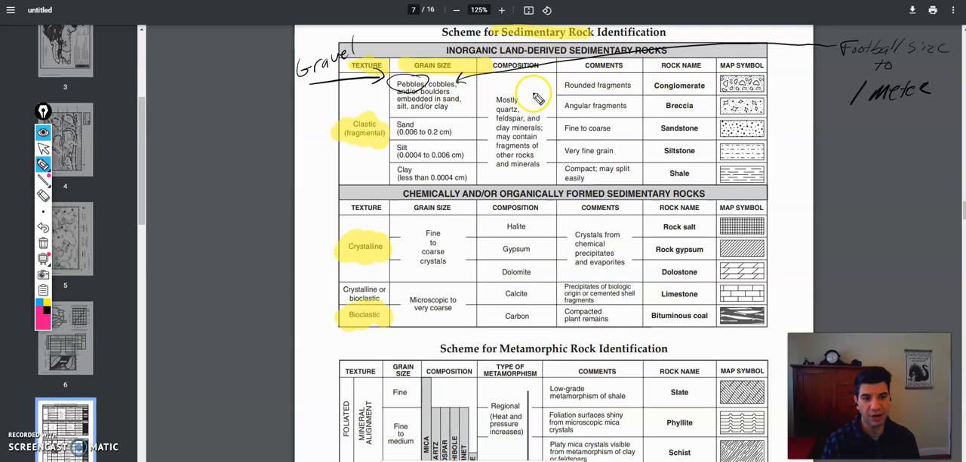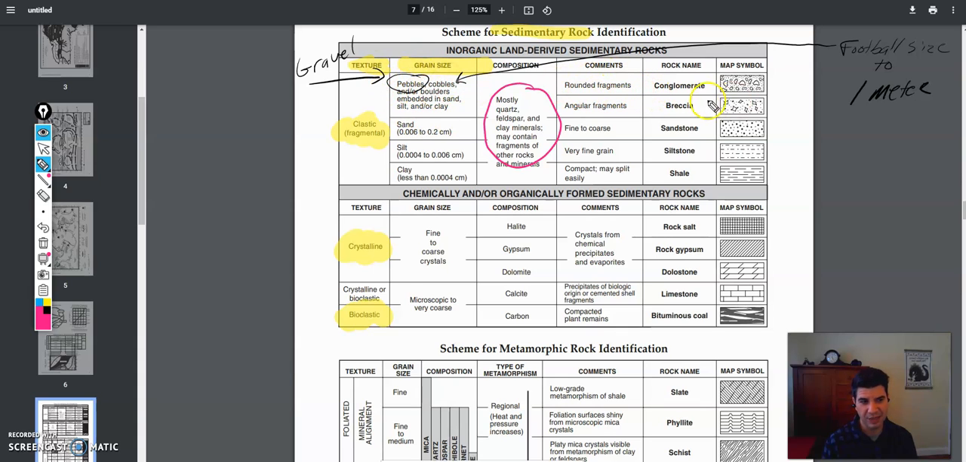Next up, you got your composition. The composition of all these guys is basically the same exact stuff. They're all made of quartz, feldspar, clay, some other rocks and minerals. The components identifying them really would help you separate them out.